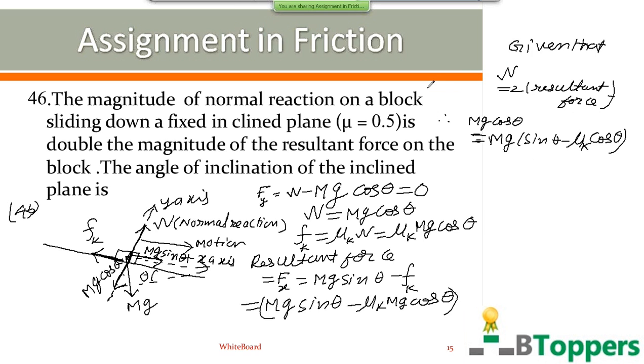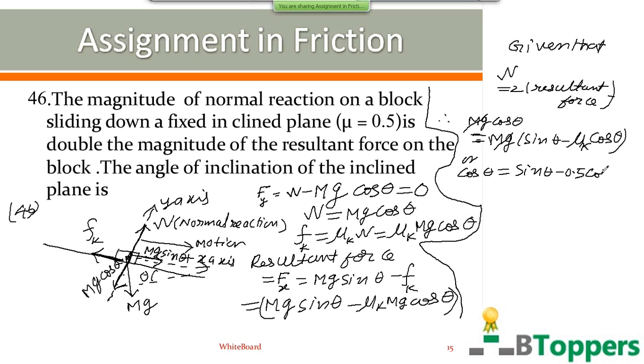Those who want to copy the working part, come on, copy down the working, because the rest of the calculation is only simplification. Your mu k is given to be 0.5. You can cancel mg on both sides, and you can solve for theta here.